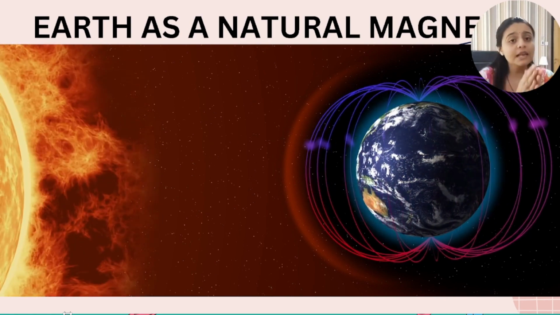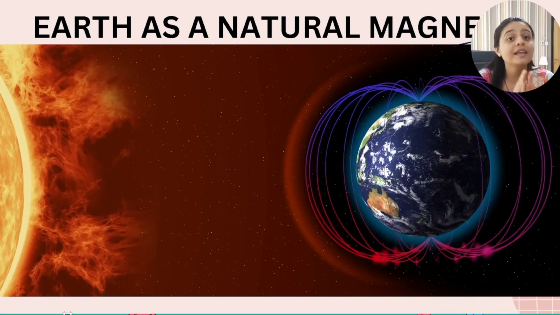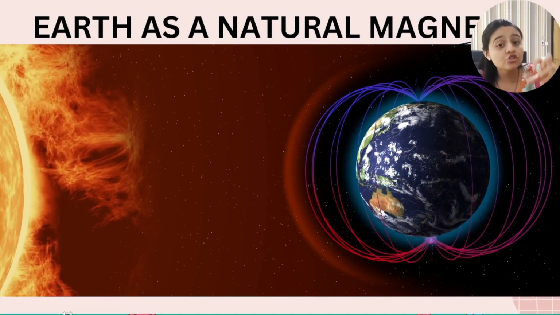The middle layer of the earth is made up of iron. The iron is constrained in the middle part of the earth, which is attracting many electrically charged particles towards itself. So it is forming a huge magnetic field around the earth because of the presence of iron material inside the earth. That is why earth is known as a natural magnet.